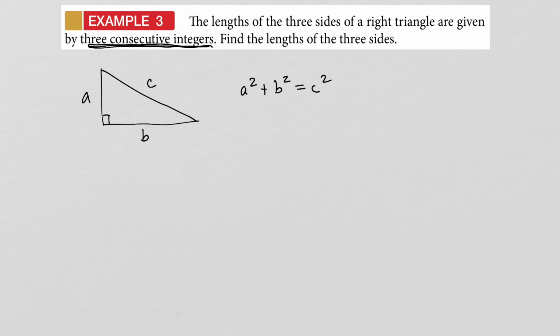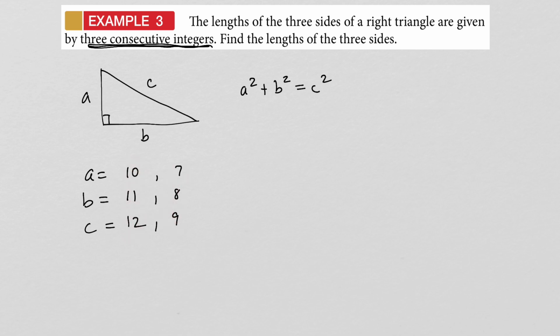Now let's think about this. If you have consecutive integers, what could these sides possibly be, right? Well, they could be, for example, 10, 11, 12, right? That's three consecutive integers. Or it could be 7, 8, and 9. That would be three consecutive integers. The problem is we don't know what the three consecutive integers are.